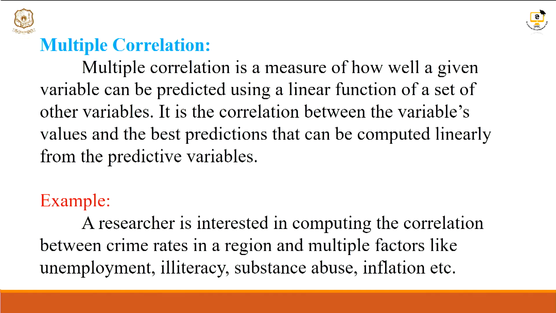The next definition is multiple correlation. Multiple correlation is a measure of how well a given variable can be predicted using a linear function of a set of other variables. It is the correlation between the variable value and the best prediction that can be computed linearly from the predictive variables. Example, a researcher is interested in computing the correlation between the crime rates in a region and multiple factors like unemployment, literacy, substance abuse, infection, etc.